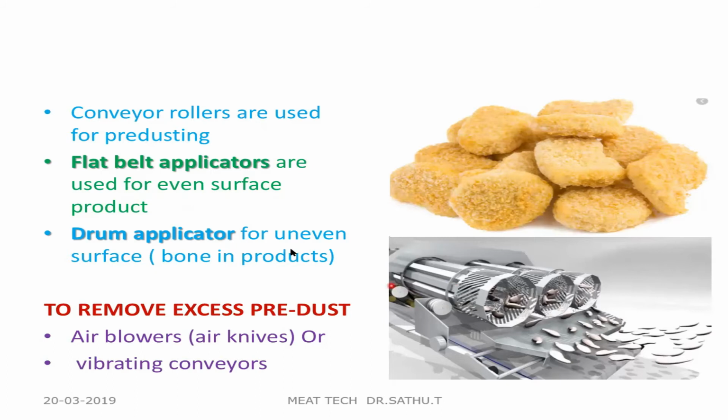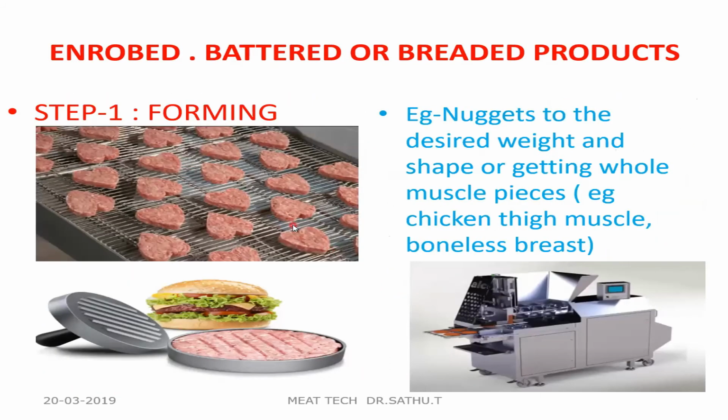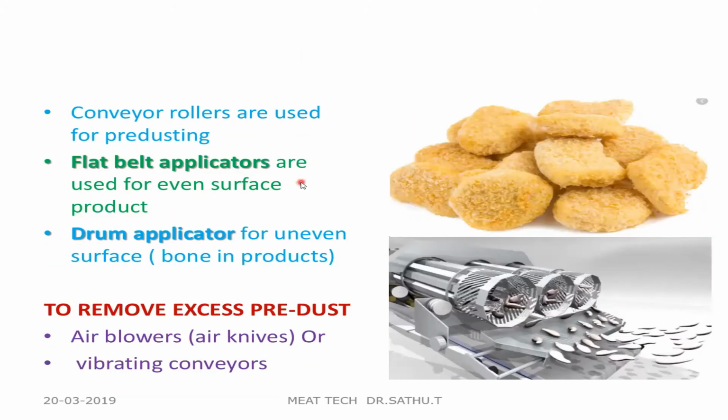So if you have even surface products like this one, we can go with the flat belt applicators. Drum applicators are commonly used for uneven surface, that is bone-in products. So for such types of products, we go with the drum applicators. After the pre-dusting is done, the excess dust or excess powder should be removed. For that, we'll be using the air blower, or we can go with the vibrating conveyor.